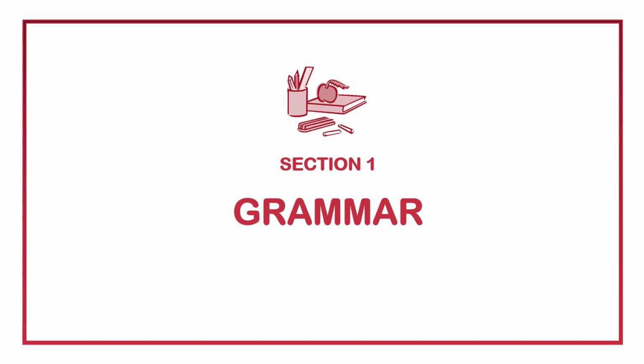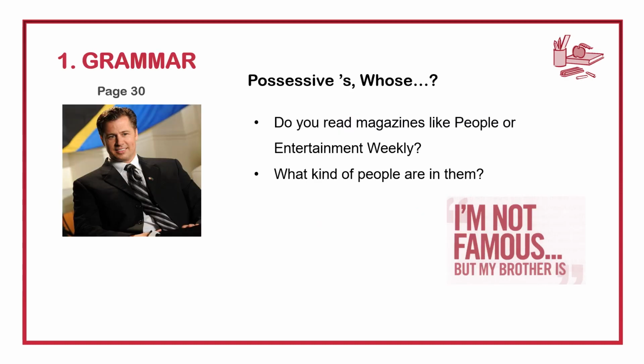Section 1. Grammar. Now please open your book, American English File 1, and go to page 30. Unit 4A, Family Photos. So we start with a grammar section, and our grammar today is about possessive S and the question word whose. So I talked about possessive S a little bit in the previous slide. Now we're gonna figure out more about it, and we will also focus on the question word whose.